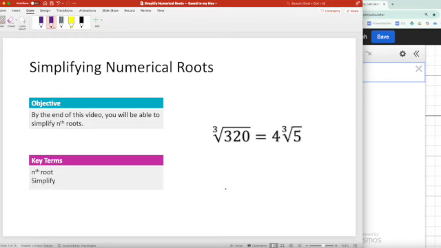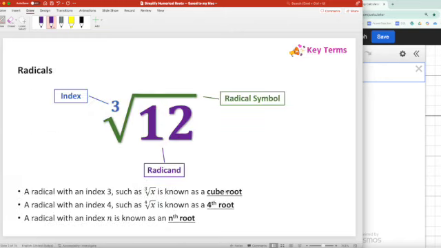Simplify numerical nth roots. So let's review what it means to talk about a radical. Remember, a radical will have a radicand, which goes under the radical symbol, and you'll see an index indicating which kind of root you're trying to take.